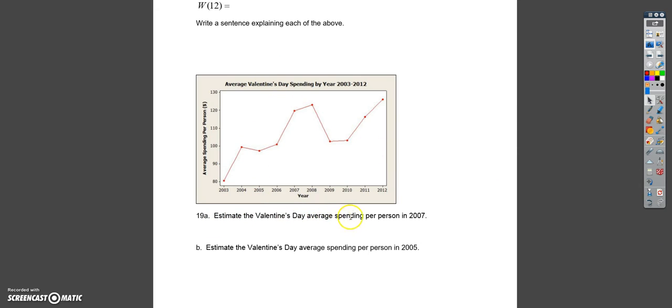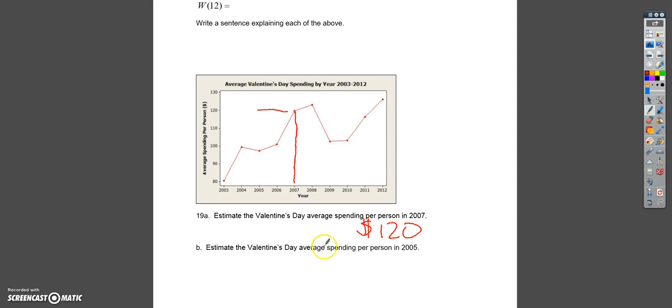Estimate the Valentine's Day average spending per person in 2007. So if we look at 2007, we go up and we find, we would say the average spending would be $120.